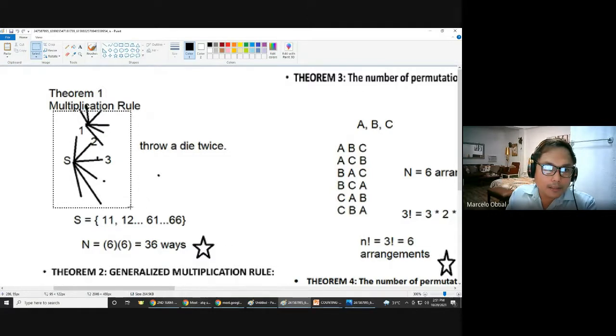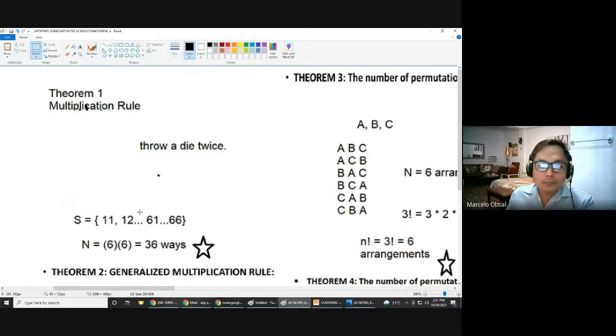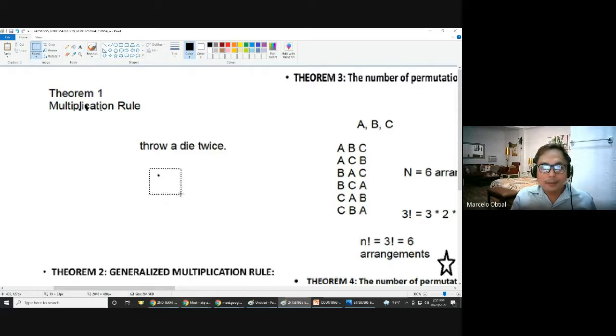Now, example, Jerome, the experiment is to throw a die twice. That's the experiment. Throw a die twice. Do you have an idea kung ilan agad yung total outcomes? Throw a die twice. Just be honest, may idea ka na ba o wala? Ilan lahat ng outcomes?